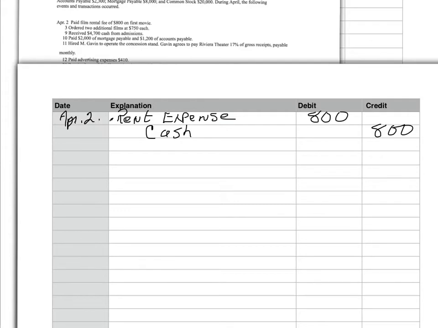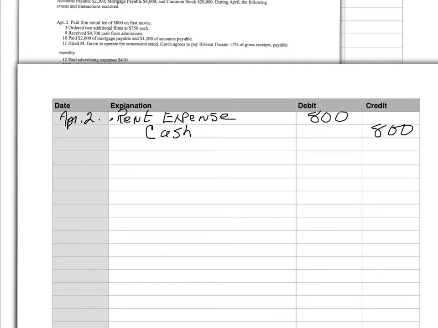April 3rd, ordered 2 additional films at $750 each. Now keep in mind we're recording business transactions here. A transaction is an exchange. On April 3rd, no exchange has taken place. This simply ordered 2 additional films. We haven't received them, we haven't paid for them. So this is not a transaction. So we move on. April 9th, received $4,700 cash from admissions.